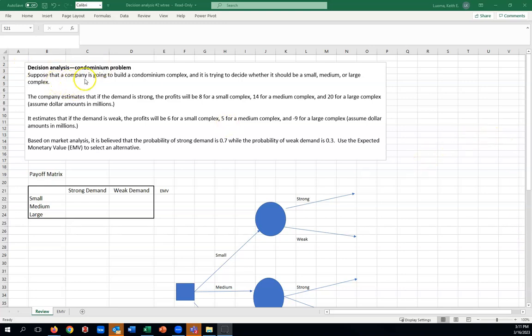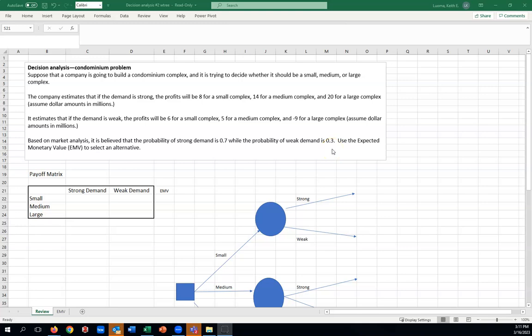So in this problem, we have a company that's thinking of building a condominium complex, and they just need to decide should it be small, medium, or large in size. Now they have some estimates. They estimate if the demand is strong, that the profits for the three different sizes would be 8, 14, or 20. If the demand is weak, then the profits would be 6, 5, or a loss of 9 million, depending on the size. We also have, based on market analysis, we're estimating that we have a 0.7 chance of having strong demand and only a 0.3 chance or probability of having a weak demand.